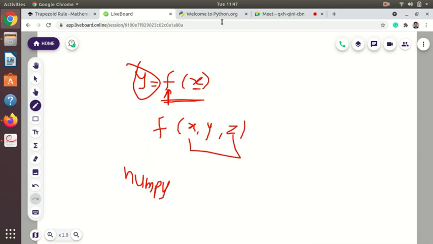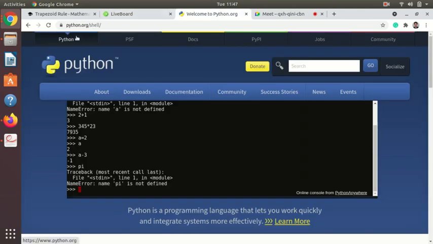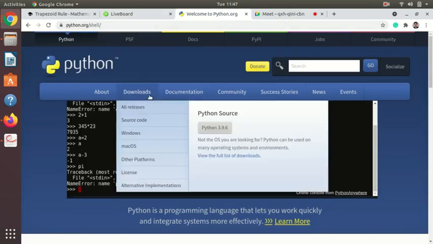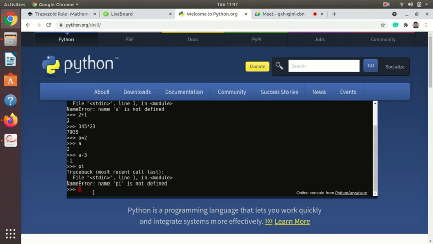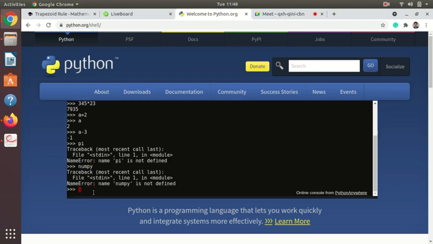For online purpose, it is already downloaded here because we are using the official website of Python. So what we have to do, we have to recall this numpy. Okay, let's call this numpy. What it says, okay, it is not defined. So we have to use the command import. You can see here, import.